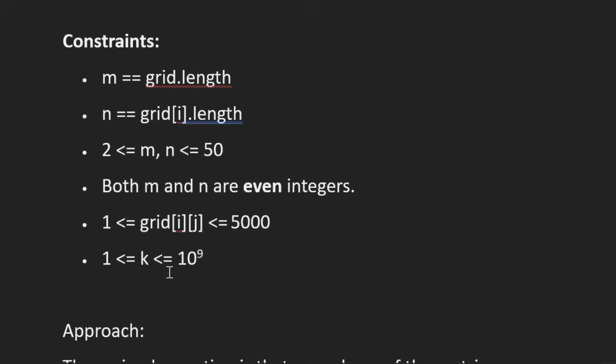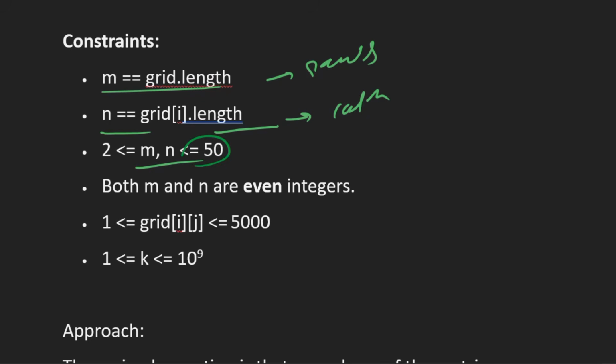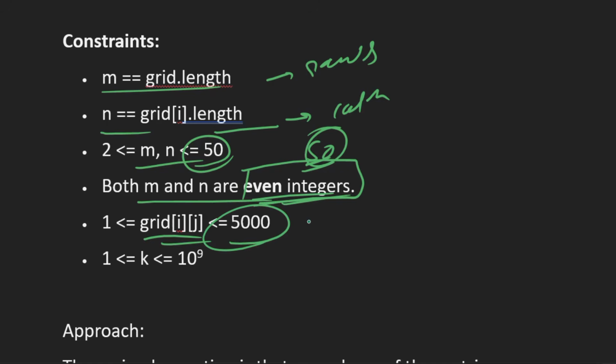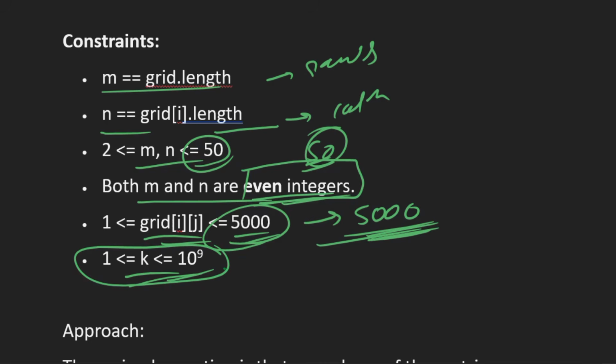Now let's move to the constraints part. m, which is the grid length or the number of rows, and n is the number of columns. And m and n are up to 50 only, and both m and n are even integers. Each element in the grid can be up to 5000, and we don't have to do anything with the element values, so there is no point in using these. And k is up to 10 to the power 9, that is the number of rotations that we have to do.